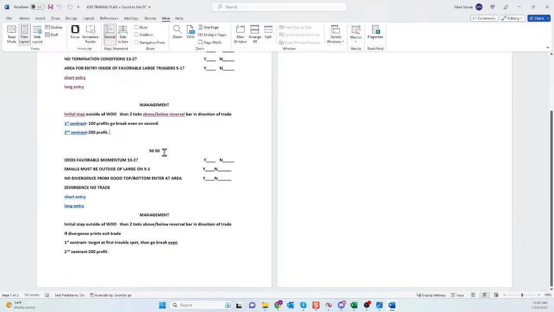Here's your 50-50, guys. This is the most ignored rule on a 50-50, or the most ignored advantage. Do you have odds favorable momentum on the 13-2? If you don't, how do you expect an area to break without momentum? Insist on that same momentum on the 5-1, right? And then guys, in the spirit of simplicity, no divergence. Should print, and it should be from a good top or bottom. Enter at the area. Don't worry about confirmations. Don't worry about anything. Give yourself so many advantages that you don't need a third chart to take the trade.